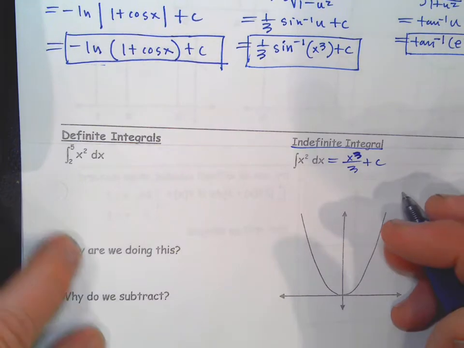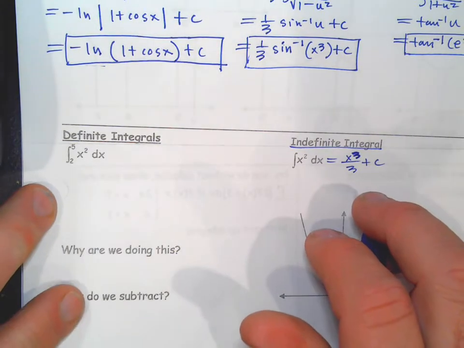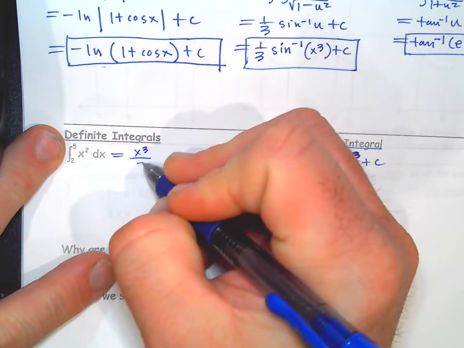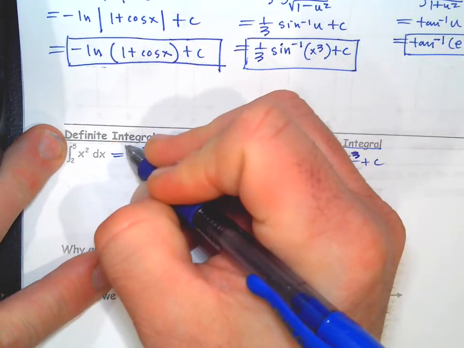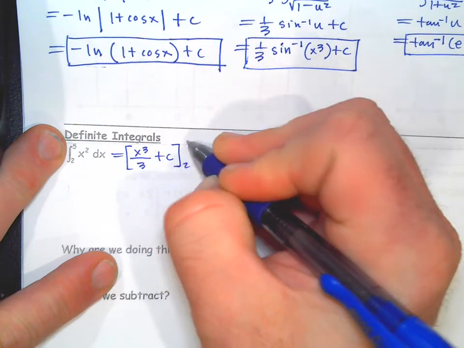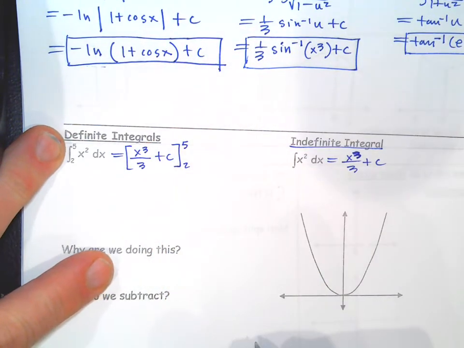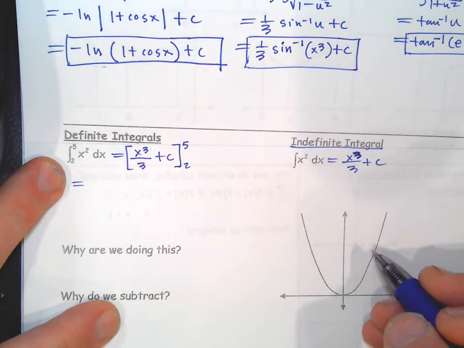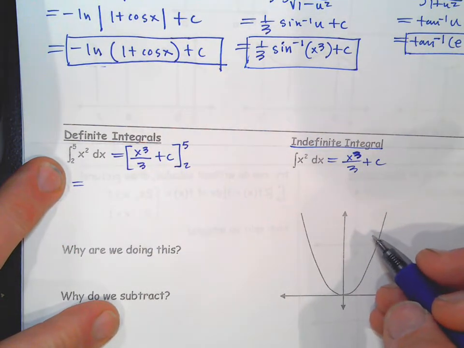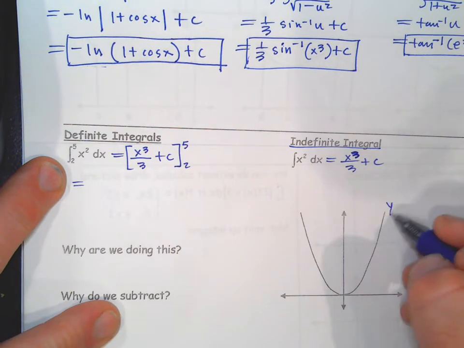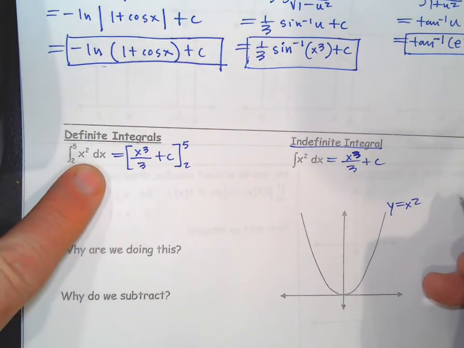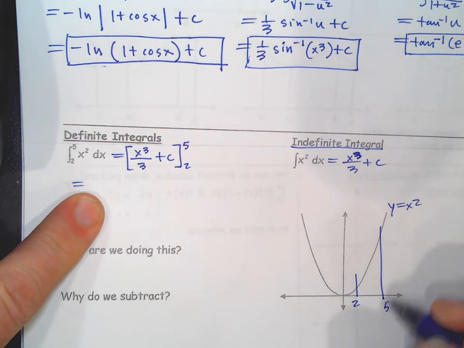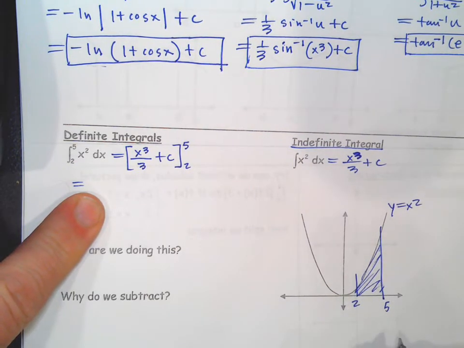So let's see. What we are going to do is the antiderivative, x cubed over 3. We could write plus c, but then we put these brackets around it and we put the limits on here. We usually put them on the right side. Now what we're going to do is plug the 5 in first, because the whole idea goes back to like the first day. This is the curve. This is a picture of that parabola. I'm trying to find the area between 2 and 5. So all that area right there.